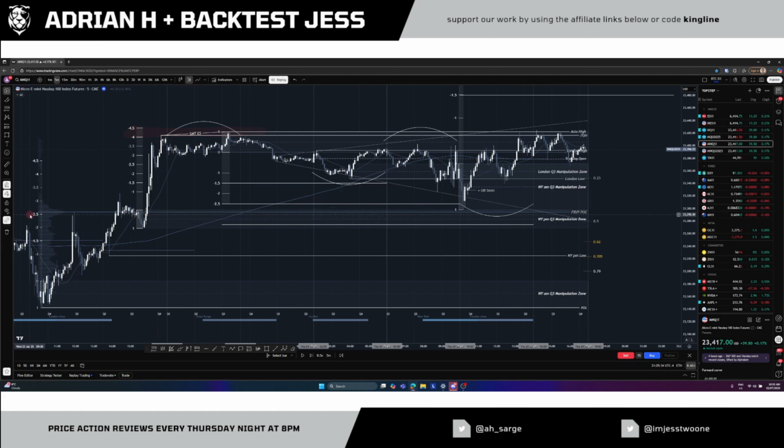So very nice respect of the SD levels here. 2.5 being hit. 1.5 went straight through. I think for this main manipulation, it was that 2.5. And then we've gone into that reaccumulation into the Q3 manipulation for New York PM.